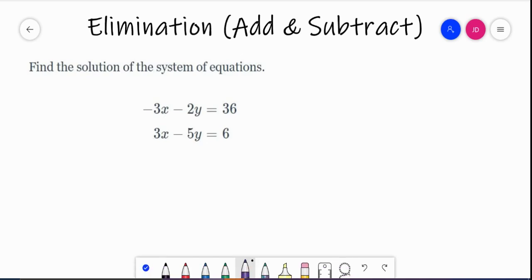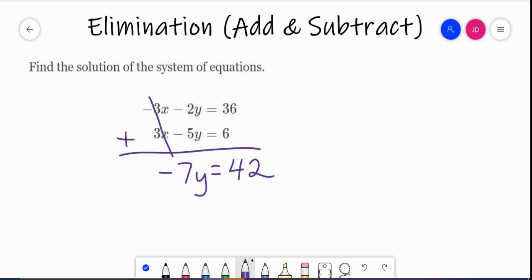So in this example right here, if I line these up vertically and I add them, you notice if I add these terms together, the negative 3x plus 3x is 0x, and they actually just cancel here. So that's why it's called the elimination method. If I add negative 2y and negative 5y, it's negative 7y. And if I add 36 and 6, it is 42. So I eliminated the x terms. I got my y term by itself.